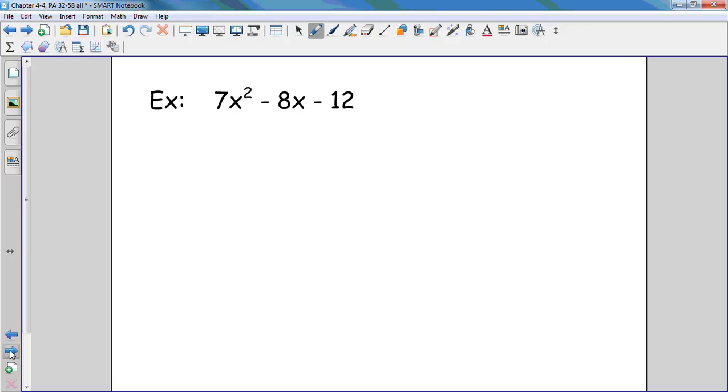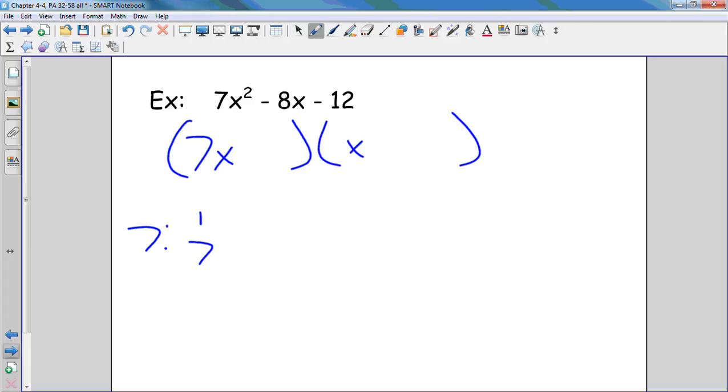Two binomials. Good. Would you do the same thing with this one, make it a 7x and then an x on the other side? You have to, because those are the only factors of 7, right? 1 and 7. If it was 2 and 3, you could try those too. But 1 and 7 are my only 2 possibilities. So I'm going to put 7x and x. Because my first terms have to multiply to 7x squared, because that's what step 1 is. So first terms have to equal 7x squared, so I have to have a 7x in one and an x in the other. Do you understand that part?